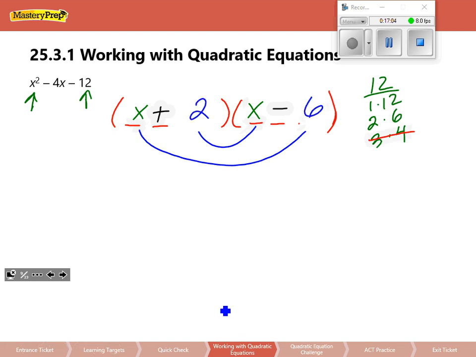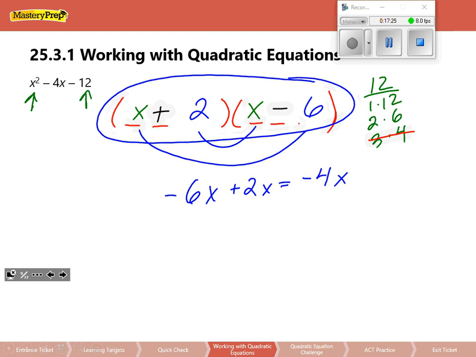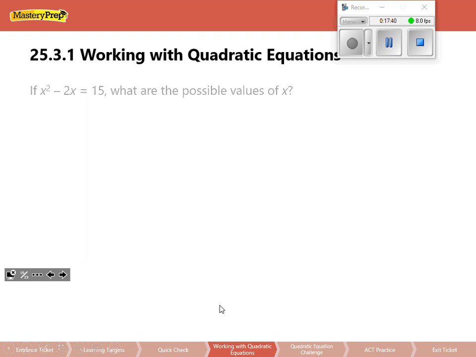2 and 6. X times negative 6 would be negative 6x. Positive 2 times x is going to be plus 2x. And negative 6 plus 2 is negative 4x. Is that what we wanted? Yes. And we get this here. I'm not going to worry about expanding the other one.